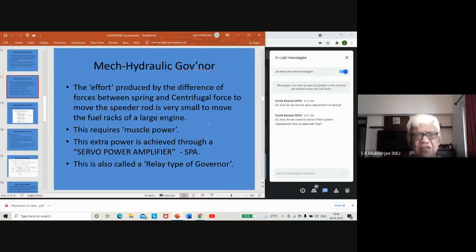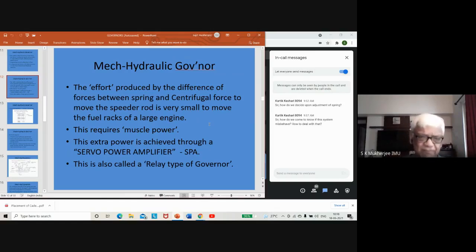Okay. This extra power is achieved through a servo power amplifier or servo motor. Sometimes it is called a servo motor also. What does servo mean? Slave. Slave, and you are the master. You tell the slave, I want this. So he has the muscle power. He brings something heavy, carries it for you and brings it for you. All right. So you don't need to carry it.